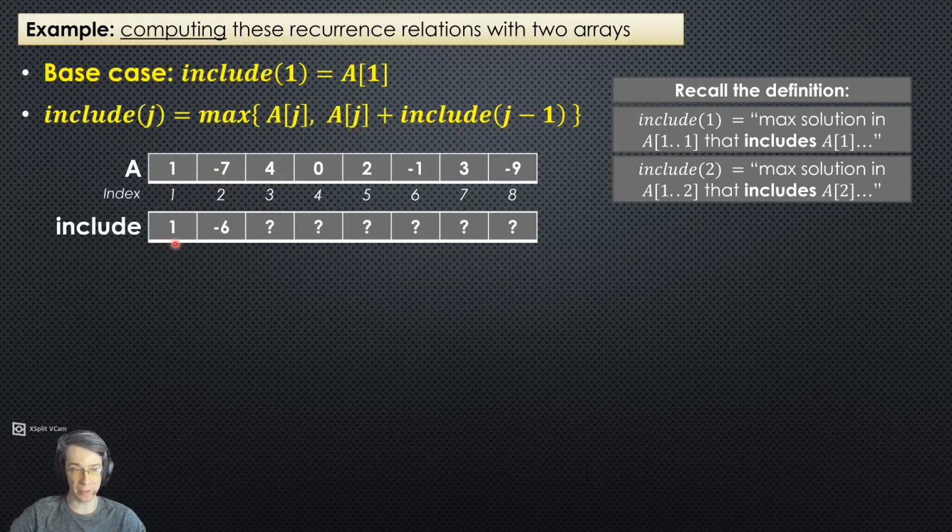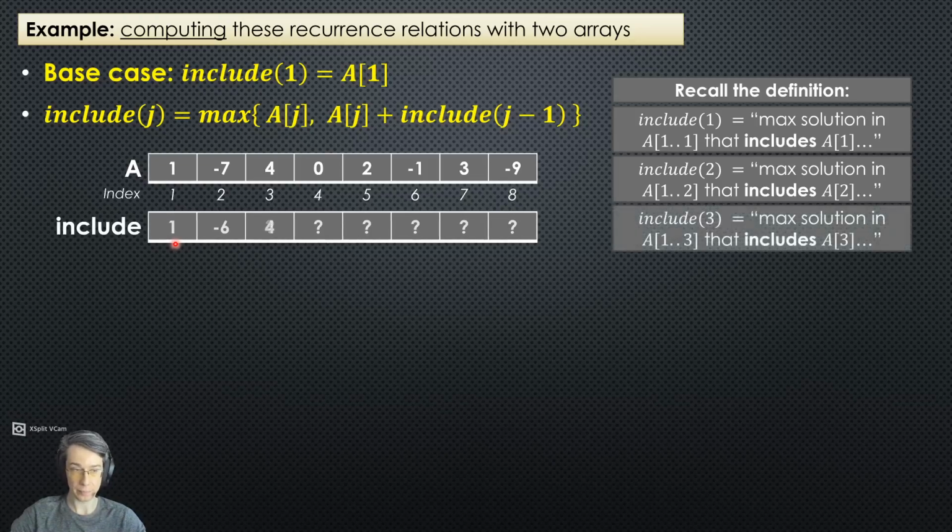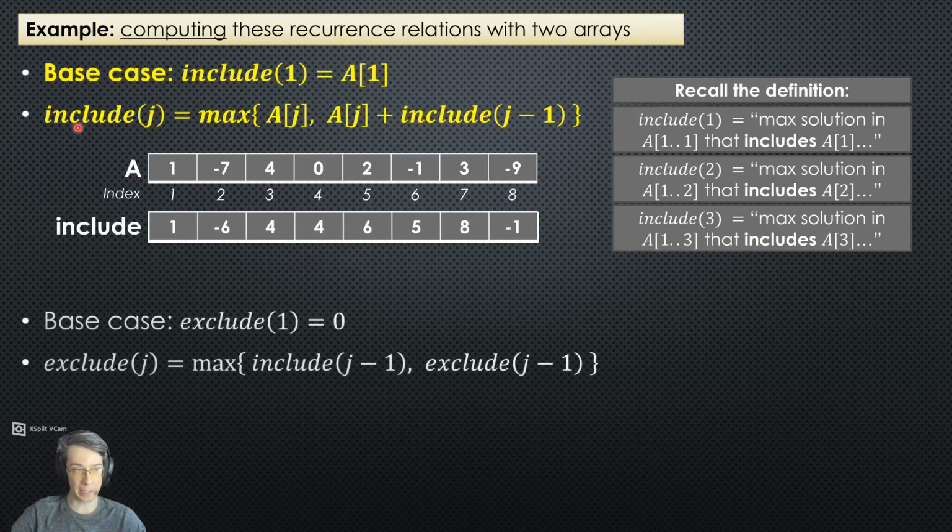Okay, so we're just going to fill in the array like this. We're going to keep using this recurrence relation to just fill in the array. Eventually we fill the whole array up, so you can double check that these numbers make sense. It's a good exercise too. That's how we compute include of j.